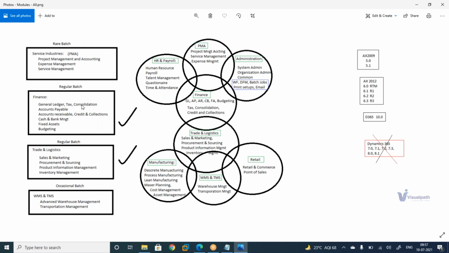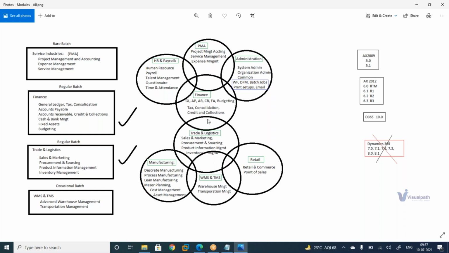This is not a new module. It was separated by Microsoft. That's it. Total 6 modules, or in D365 it is called 9 modules. In trade and logistics, I will teach sales and marketing, procurement and sourcing, product information management, and inventory management.